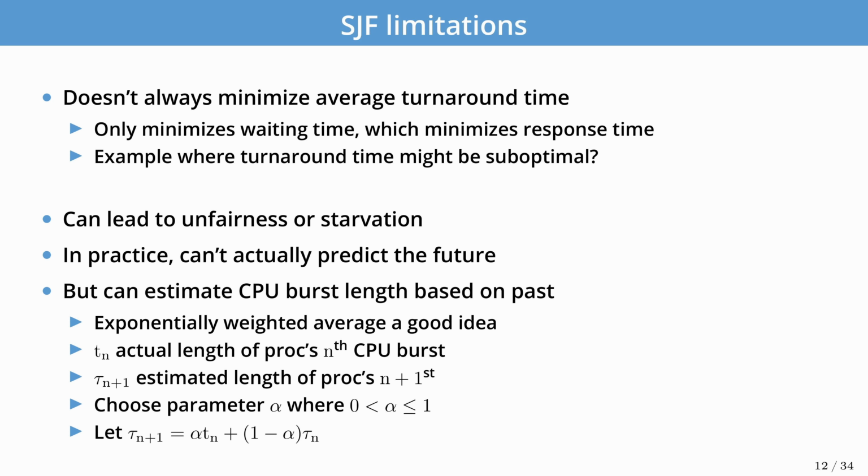So, what are the drawbacks and limitations of the shortest job first scheduling policy? The main one is that it doesn't always minimize the average turnaround time. It only minimizes the waiting time, which minimizes the response time. The shortest job first scheduling policy can lead to unfairness and starvation.